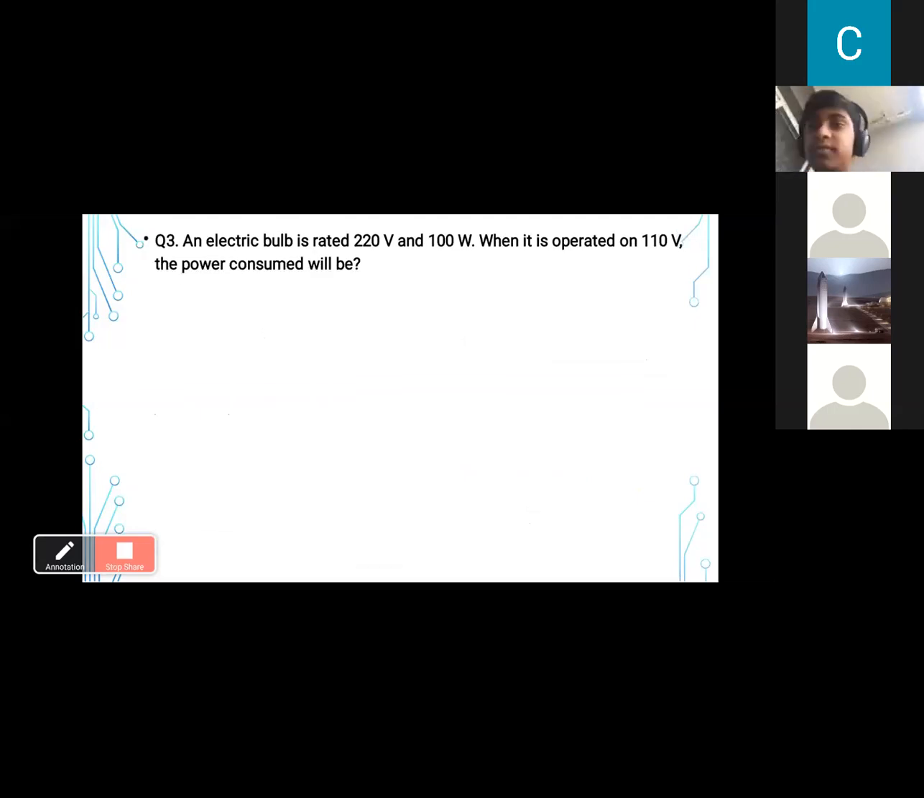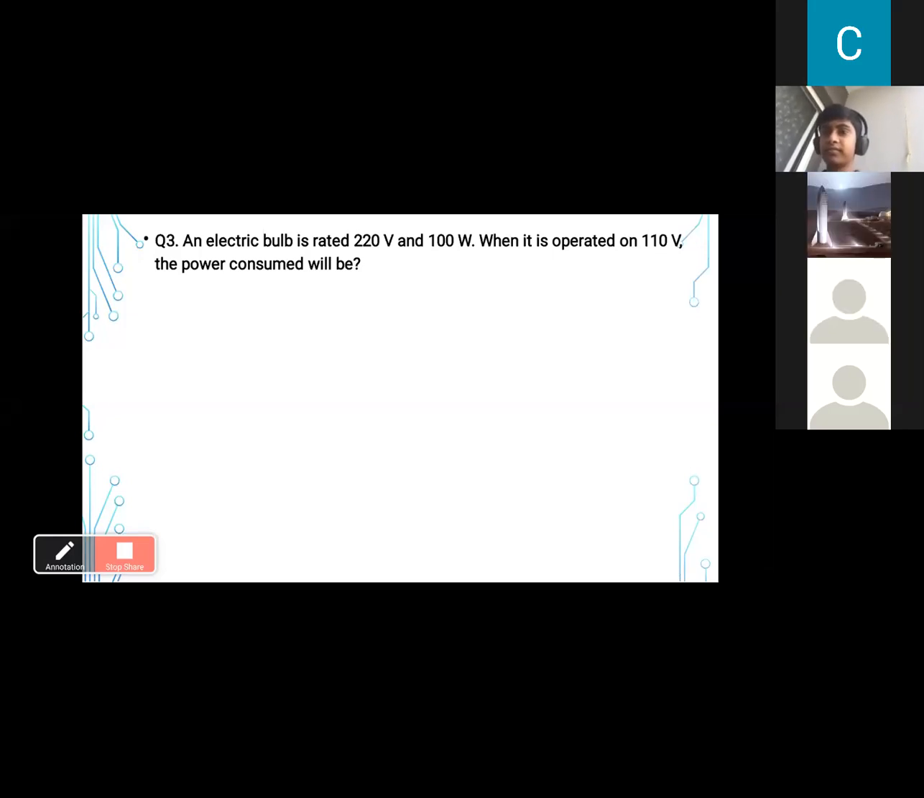Electric bulb rated 220 volts and 100 watts. When it's operated on 110 volts, power consumed will be how much? So in the first case, voltage is given and power is given. In the second case, voltage is different. You have to find the power. So in this case, what are you going to find first?